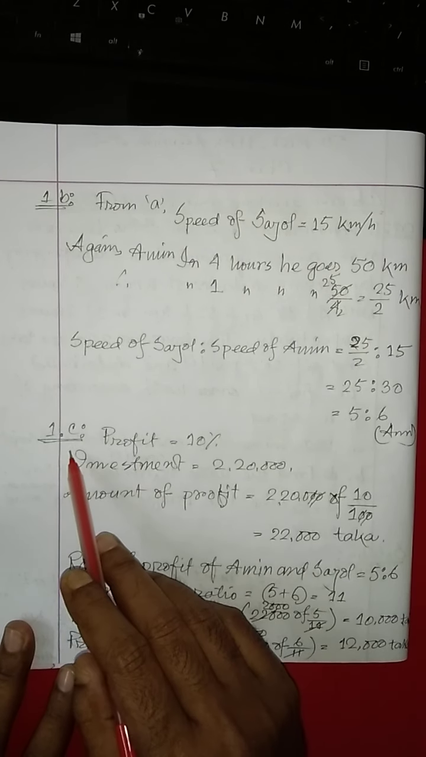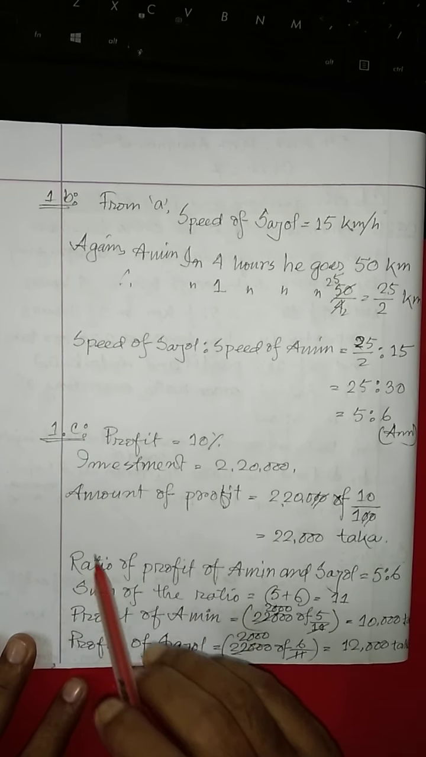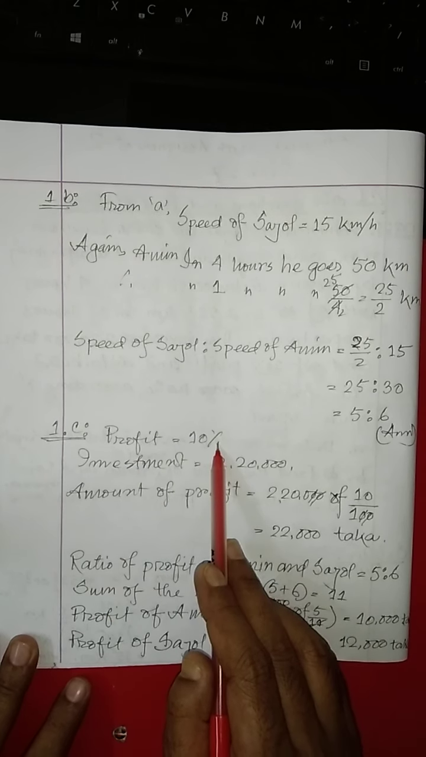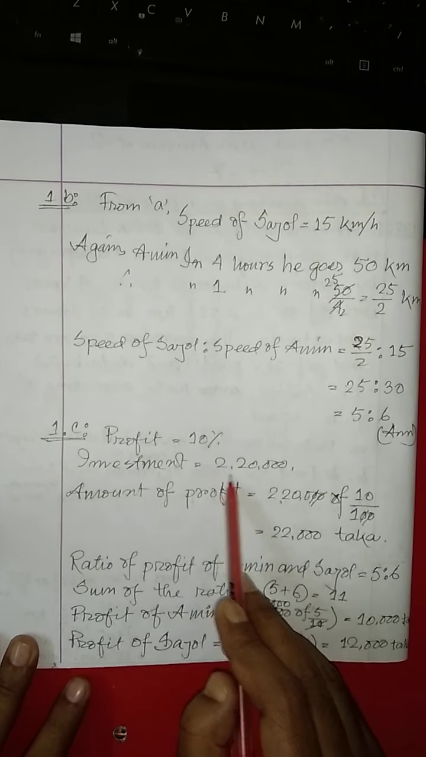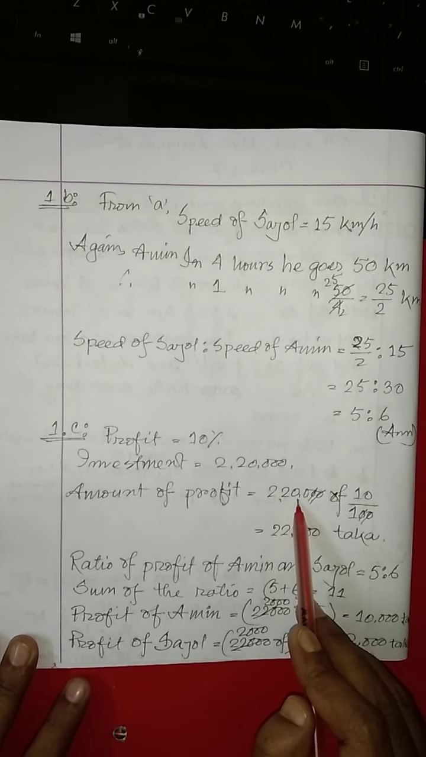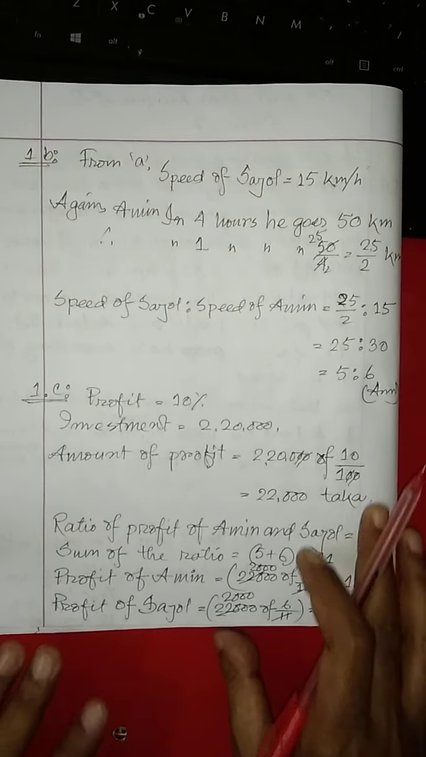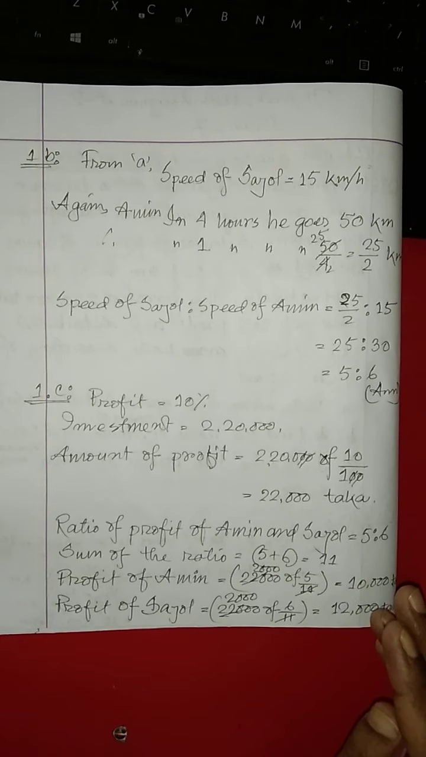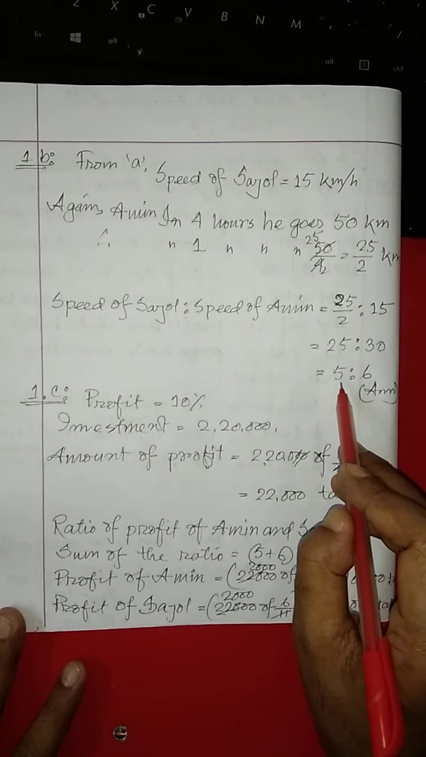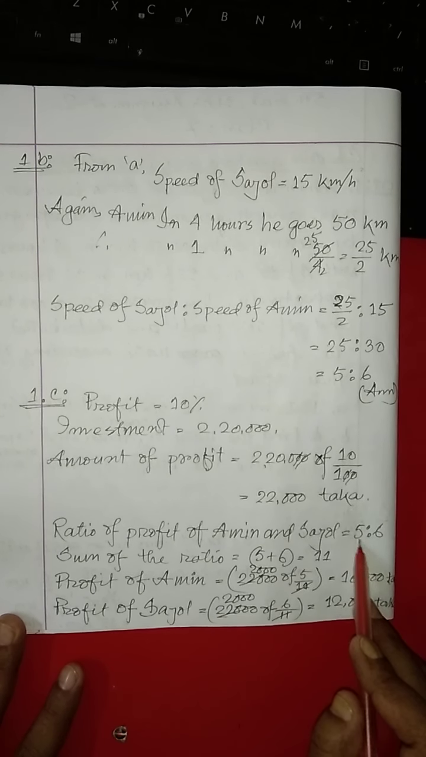So now we can solve the C number question. Determine the profit of Amin and Shazul. So profit is 10% and the invested money is 2,20,000. The amount of profit is 10% of 2,20,000, which gives 22,000, and we have to divide it according to the speed ratio. The speed ratio here is 5:6. So the ratio of the distribution of profit is 5:6.